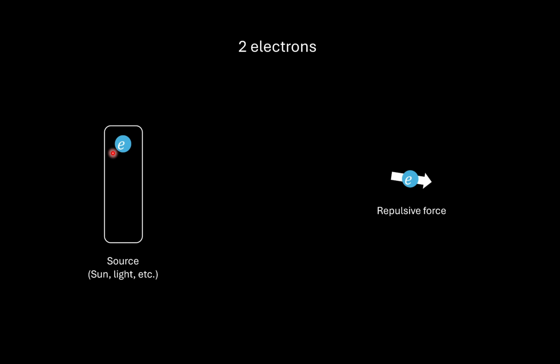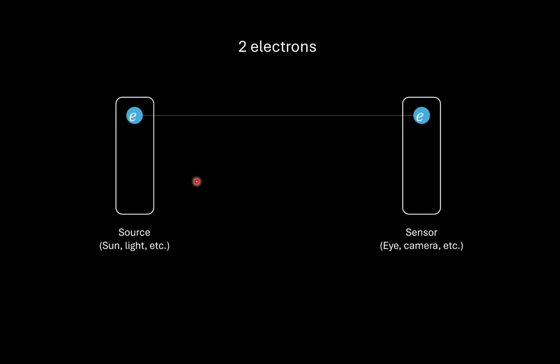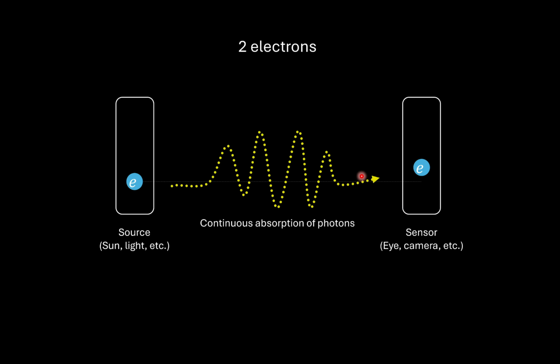When the bound electron moves, assuming it is a source, the free electron feels an oscillating repulsive force. Now if we take both electrons bound to an atom, assuming one is a source and the other a sensor, we have a repulsive force that pushes the sensor electron. We can interpret that as the source emitting a photon and the sensor absorbing that photon.